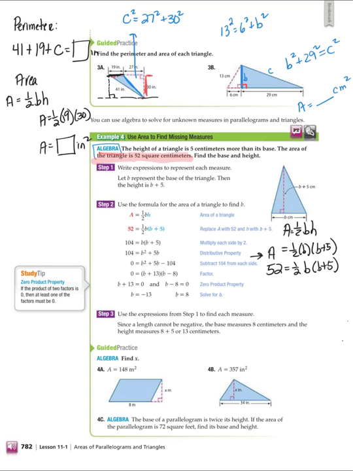Okay, this is what these guys did right here. Then at that point, they got rid of the fraction by multiplying both sides by 2. And then they distributed the b, and look what happened. They came up with a quadratic. Oh, whoa.